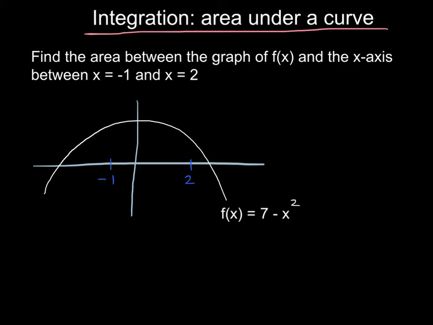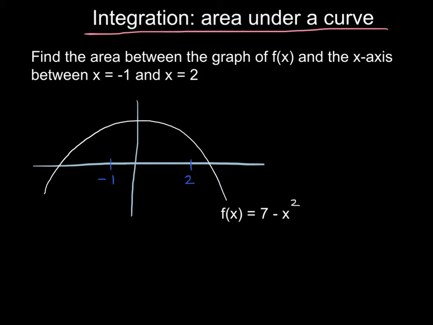Well, seeing as you come in, may as well have a little lesson on integration and finding the area under a curve. So here you can see an example question. Find the area between the graph of f of x and the x-axis between x equals minus 1 and x equals 2. And we are given this diagram, and f of x is the curve 7 minus x squared.